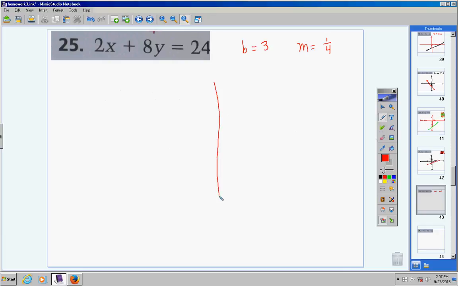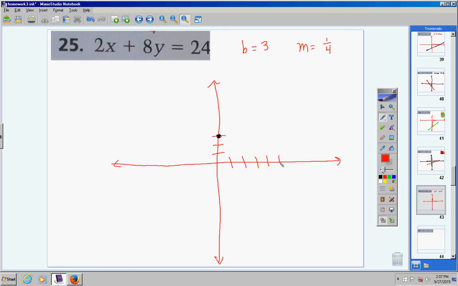The next thing we do is we plot the y-intercept, okay? We plot the y-intercept. So the y-intercept, b as in boy, is 3. So I go up 1, 2, 3, and I put a point right there. That's the y-intercept.